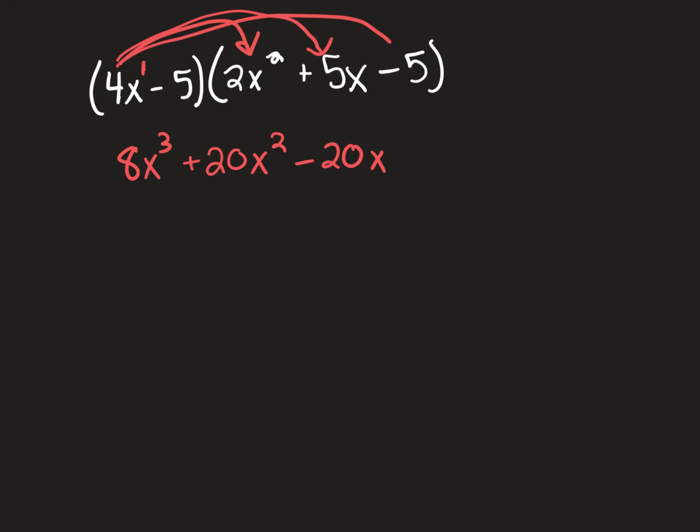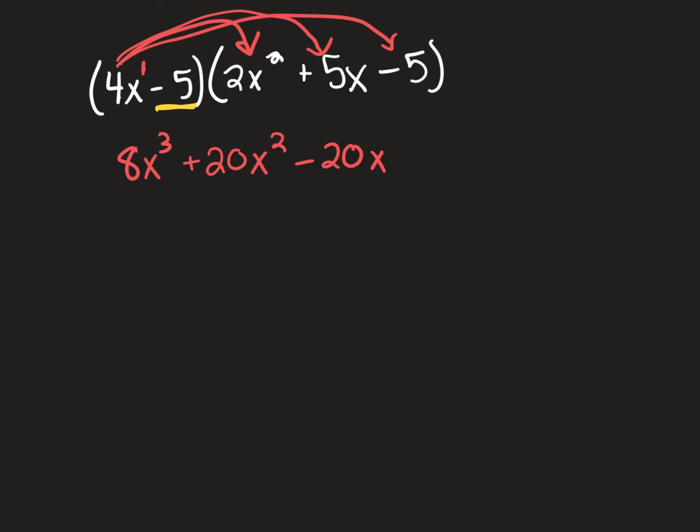Are you not using FOIL? You can't use FOIL here because you have this term in the middle. You can only use that if you have 2 and 2. But since we have 3 here, we have to use that kind of long distributive method. You don't use that 5 at all? Yeah, I haven't got there yet. That was just the first part. I just stopped to answer her question.